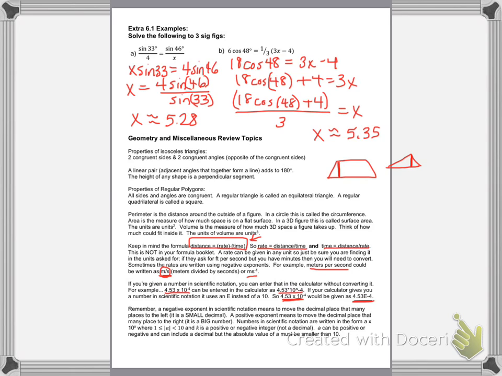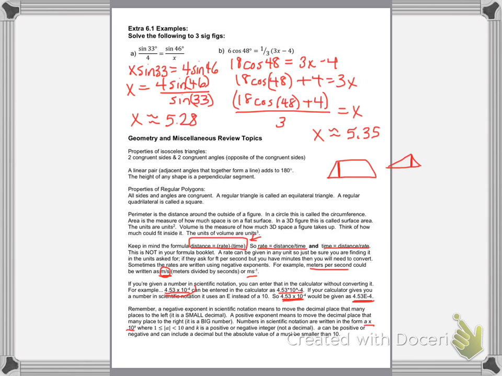Now, if you need to convert something from scientific notation to standard or vice versa, remember that when you have a negative exponent, that's going to be a very small decimal. So that's how many places you're going to move to the left to make it smaller again. A positive exponent means you're going to move that many places to the right, which means it's a big number. Numbers in scientific notation are written in the form A times 10 to the K.